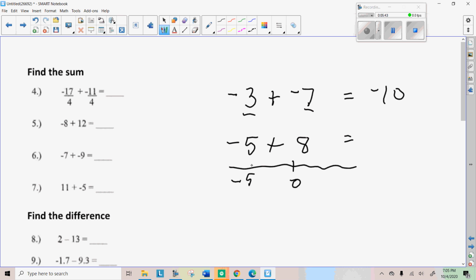So 0, -5. And if you're adding 8, that means you're going to the right 8 units. Well, 5 units get you back to 0, so you're going to have to do 3 more units after that.